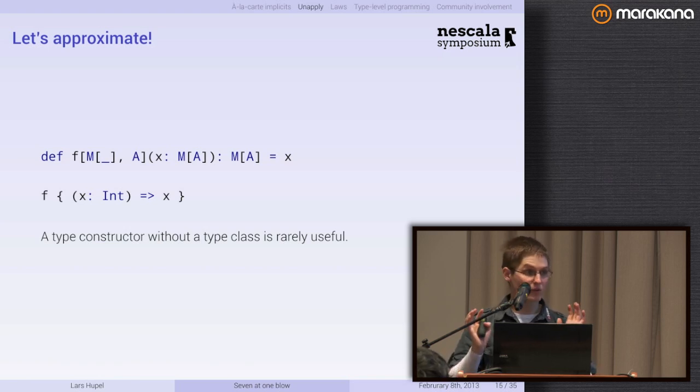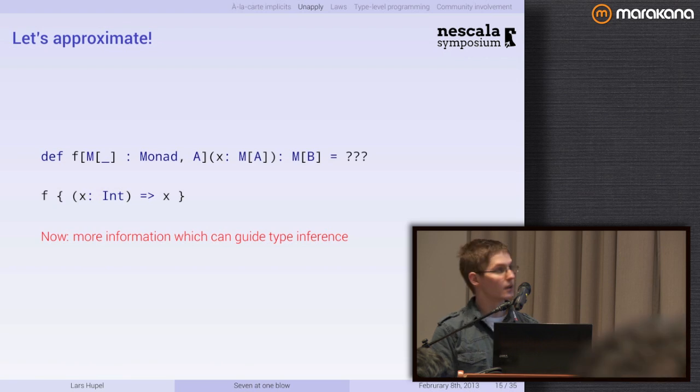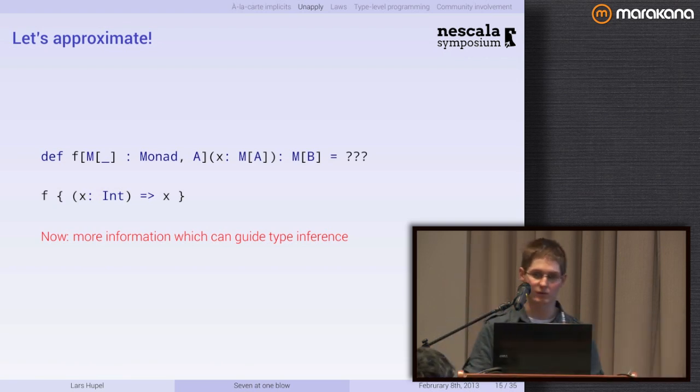So the important thing to note is if you have a type constructor, you usually have also a type class. So you want this to be a functor or a monad or something like that. So this is a more realistic example. You have a function again with this type constructor, and you say, okay, I want my type constructor to be a monad. And then I can do some operations. I can map a type or whatever I want. And now we have more information, and this piece of information can guide type inference.